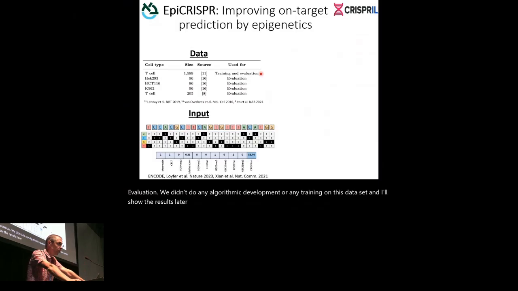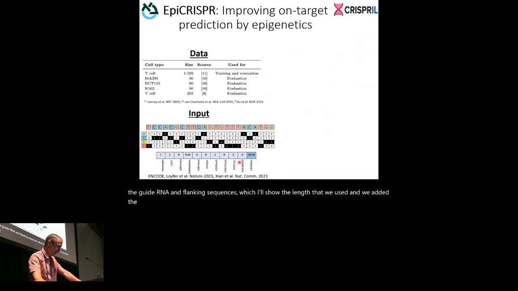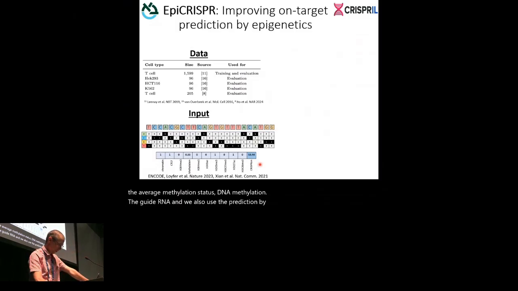For encoding the input, we use the very common one-hot encoding of the guide RNA and flanking sequences, which I'll show with the length that we used. And we added the epigenetic data as scalars, so 1 or 0, if in a bed file we saw that there is the epigenetic mark or not. In case of methylation, we had some more quantitative data, so we use the average DNA methylation status over the guide RNA, and we also use the prediction by the CRISPR-on method as an additional feature.